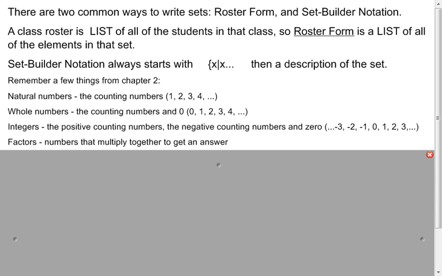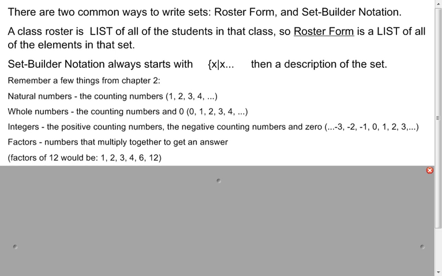Factors, remember, factors are numbers that you multiply together in order to get an answer. For example, the factors of 12 would be 1, 2, 3, 4, 6, and 12. In order to get 12, I can multiply 1 and 12, 2 and 6, 3 and 4, and that makes all of those numbers factors of 12.